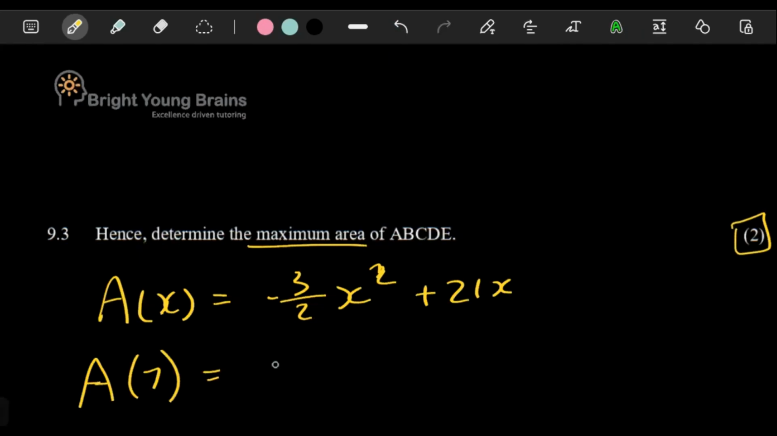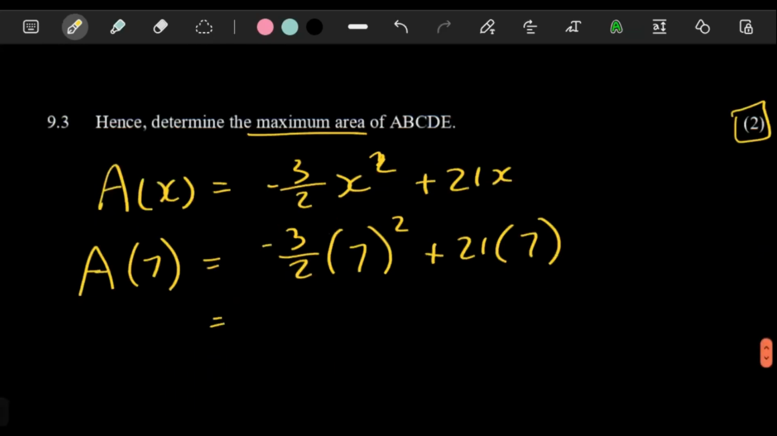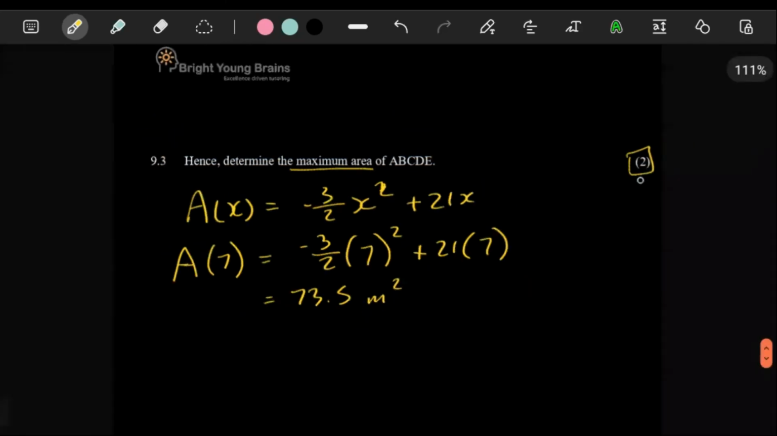So let's see here, 7 over there, negative 3 over 2, 7 squared, 21 with the 7 there. All this we have to put in the calculator. So 3 over 2, 7 squared, 21, the 7 over there. This is 147 over 2. So that's our maximum area. In decimals, it's going to be 73.5 meters squared. And then they're going to give us 2 marks for that.